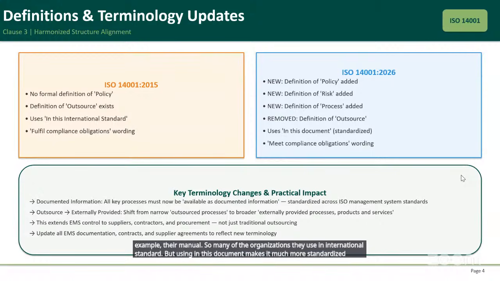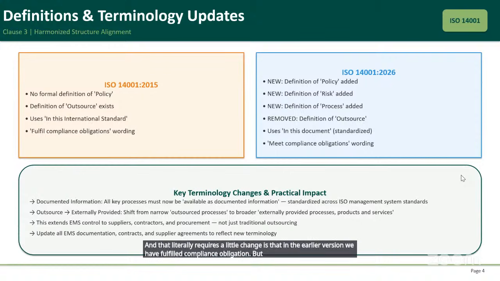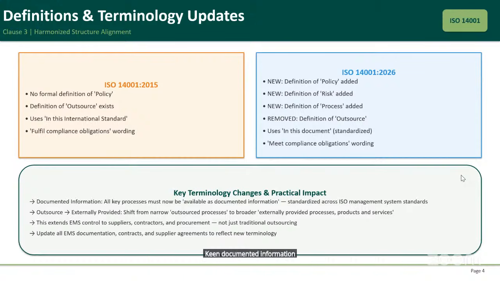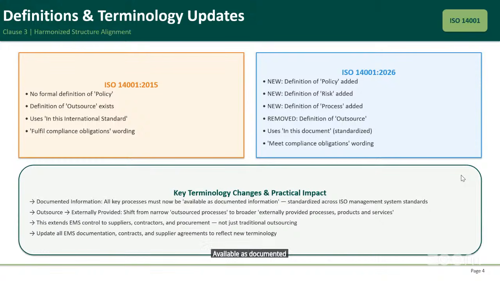Then another little change is that in the earlier version we had "fulfill compliance obligation," but in the new version we now have "meet compliance obligation." So these are just terminologies that have changed. Now, for example, key documented information. All key processes must now be available as documented information, which is standardized across other documents, for example ISO 14001, ISO 45001 and 9001, other management system standards. "Available as documented information" is the right terminology across, so it will make it easier for us to properly integrate.